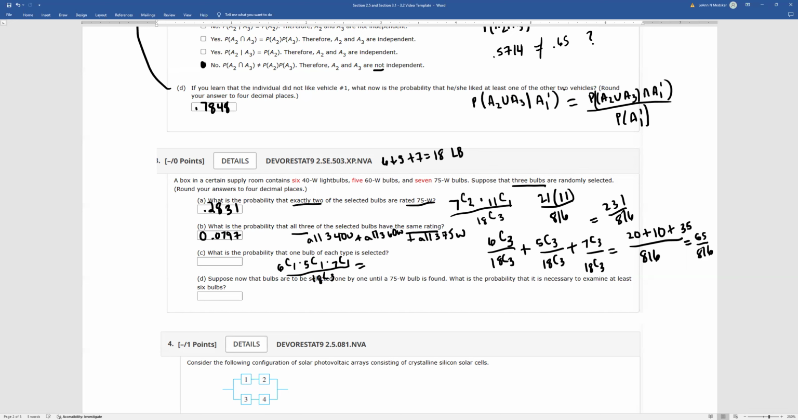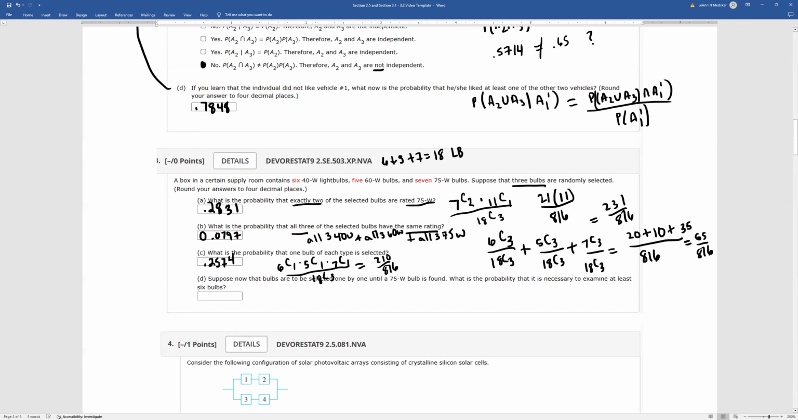And so this is 6 times 5 times 7, because all those choose 1s will just be the number. So that's 210 over the 816. We divide that, we get 0.2574.